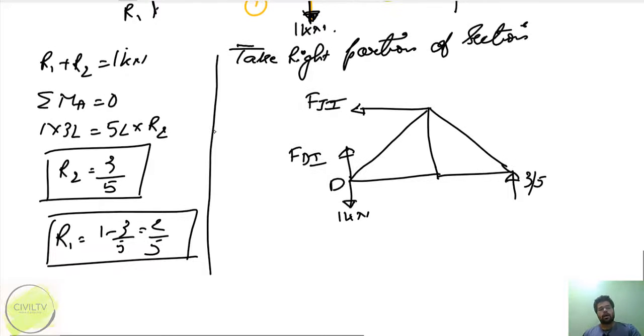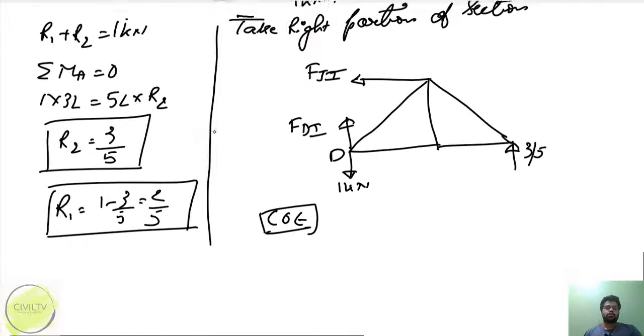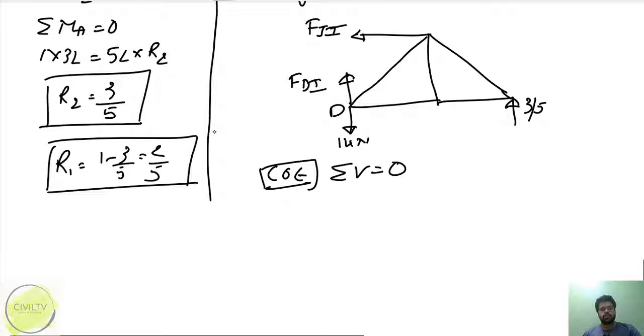So what I have to do is apply conditions of equilibrium. This is the next step. Apply condition of equilibrium. So I'll apply summation V equals 0. What will be my value? It will be FDI. As it is going upwards, I will take it as positive. 3 by 5 is going upward, so plus 3 by 5.